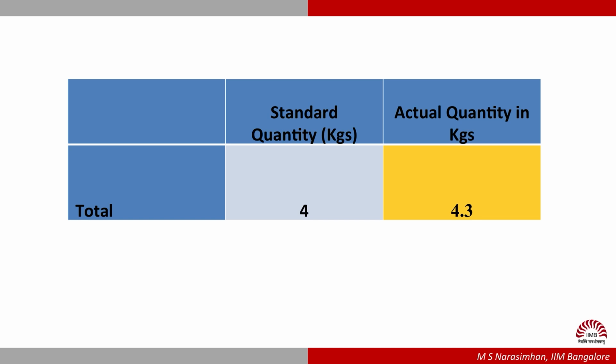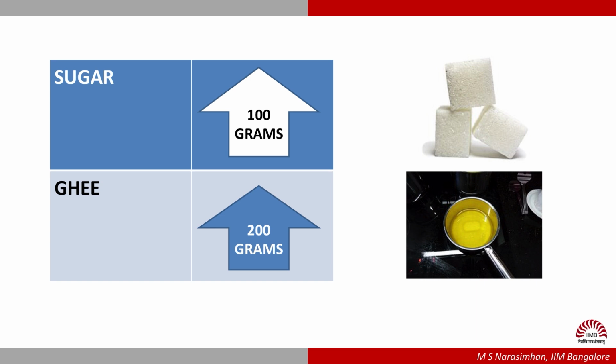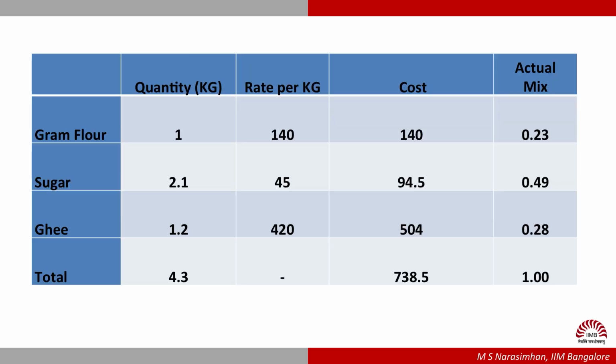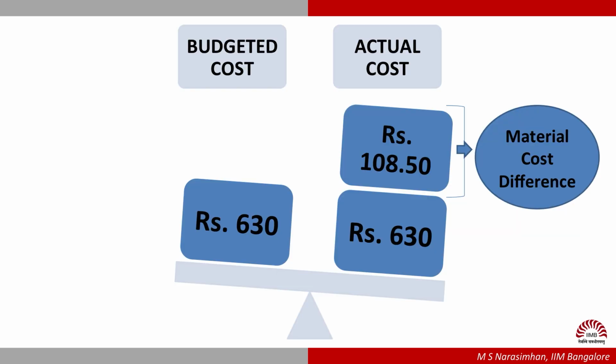Instead of using 4 kg of material, she ended up using 4.3 kg of material. She added 100 grams of sugar more, 200 grams of ghee more. This leads to change in mix. The rate per kg of ingredients also changed marginally. The budgeted cost of the sweet was originally 630 and the actual cost is 738.5. The material cost difference is 108.5.